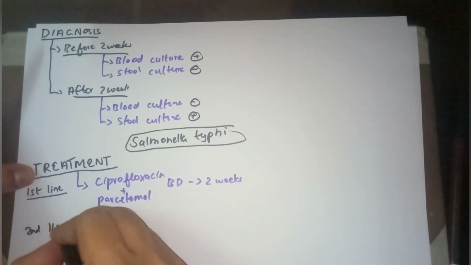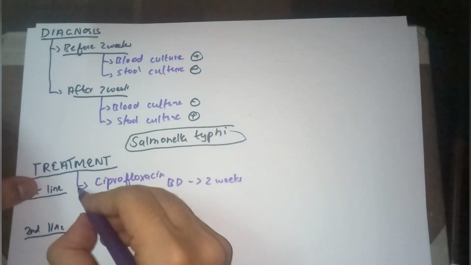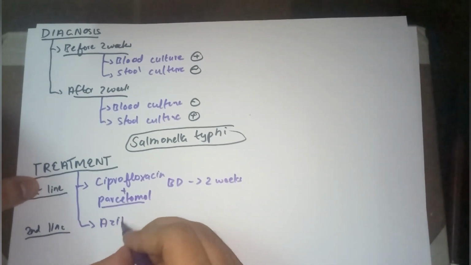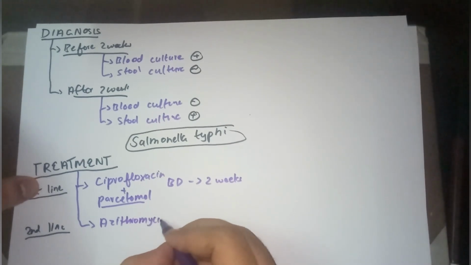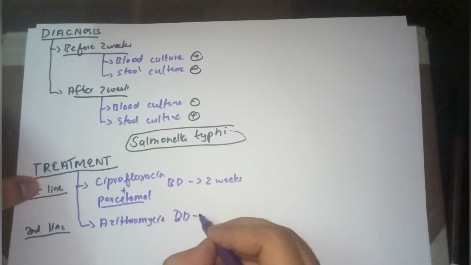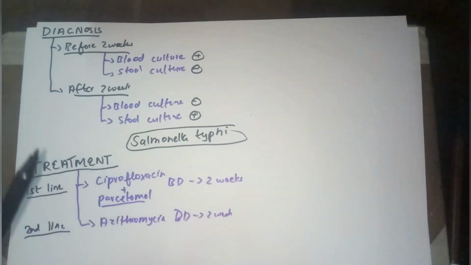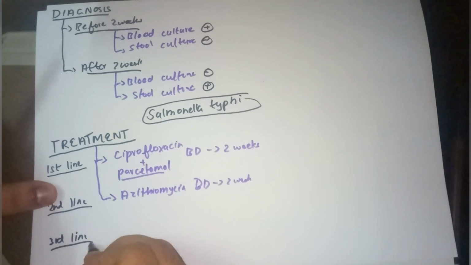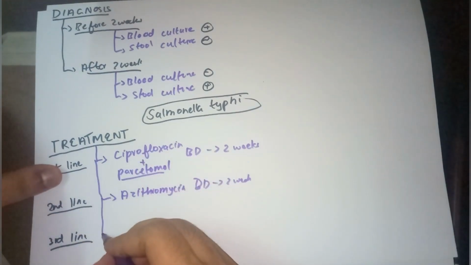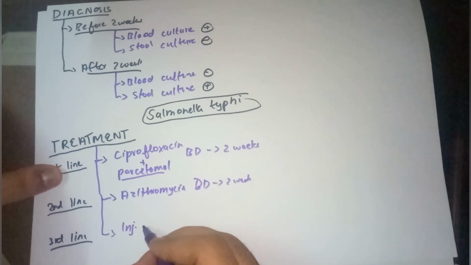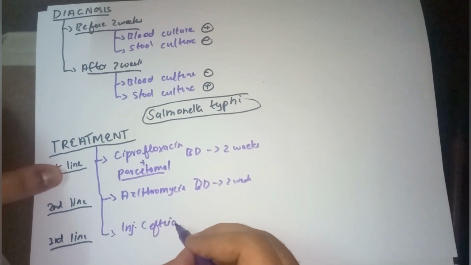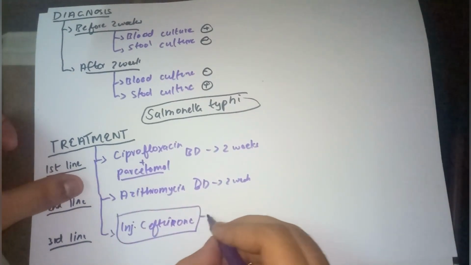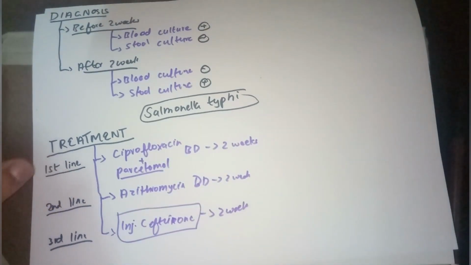Okay, but it happens that a person has resistance to ciprofloxacin, so if the first line fails, then you will do second line. Okay, second line is what? You will change ciprofloxacin. Paracetamol is the same for the fever, you will change it to azithromycin, same BD 2 weeks. Okay, and even sometimes it happens that second line also fails, so you're gonna go to third line. Okay, and what is the third line? Injection of ceftriaxone, very powerful ceftriaxone injection. This will definitely kill it. Okay, and this is also for 2 weeks, remember.